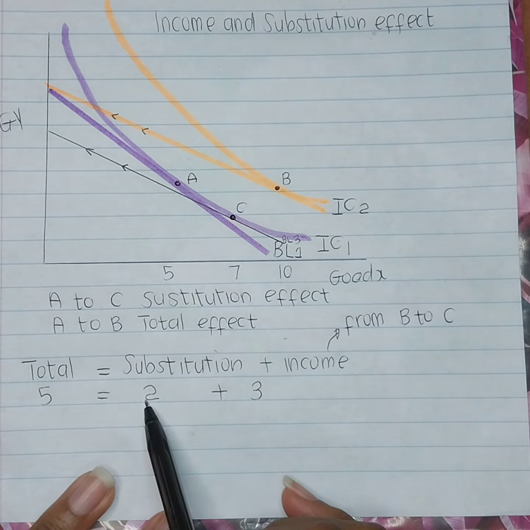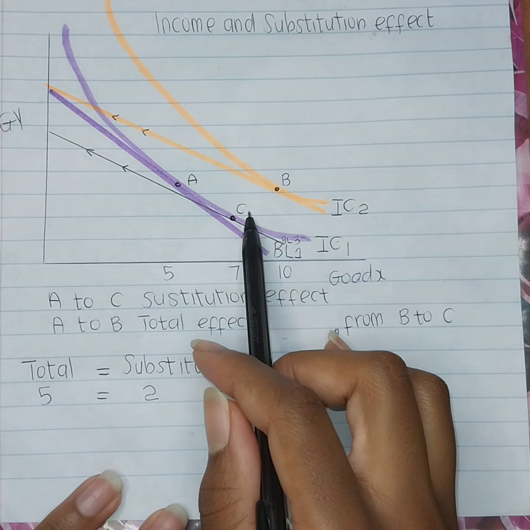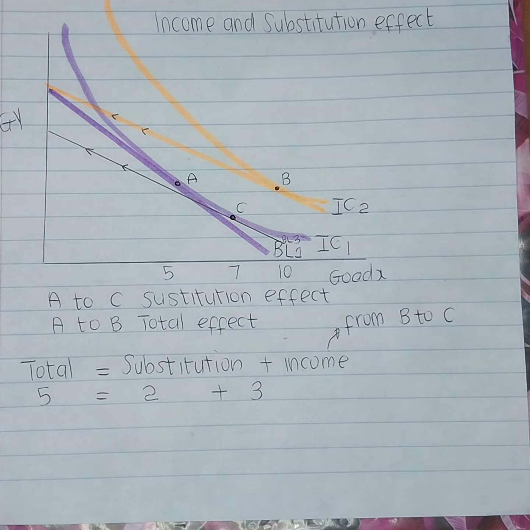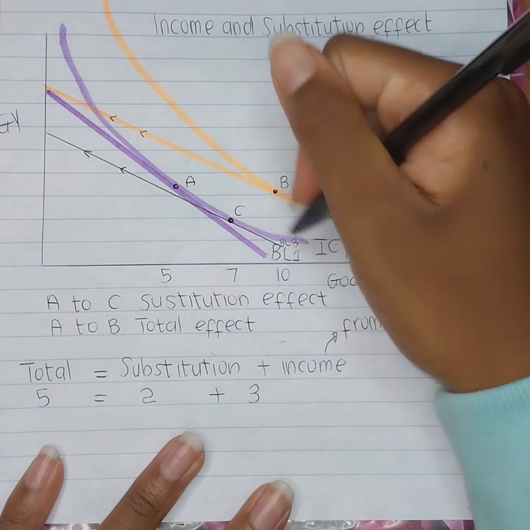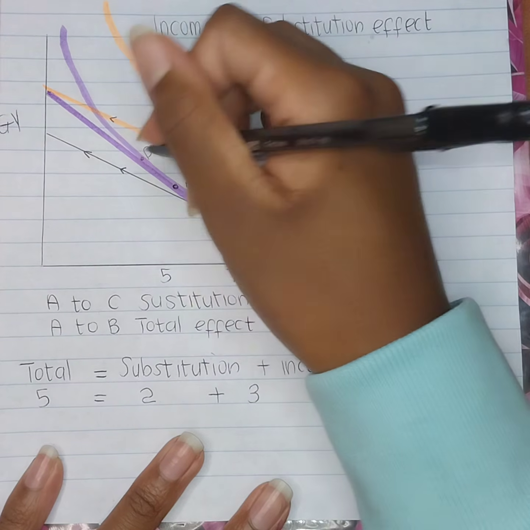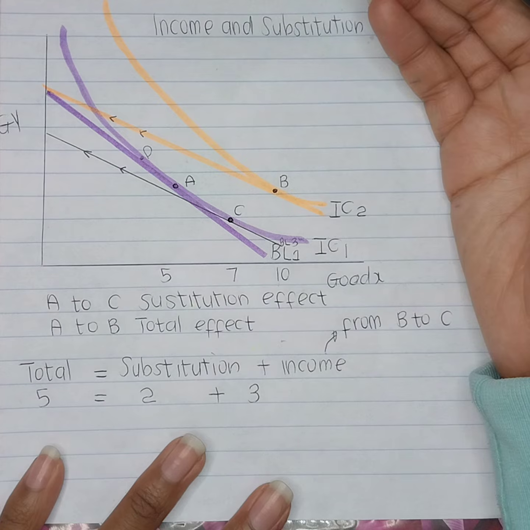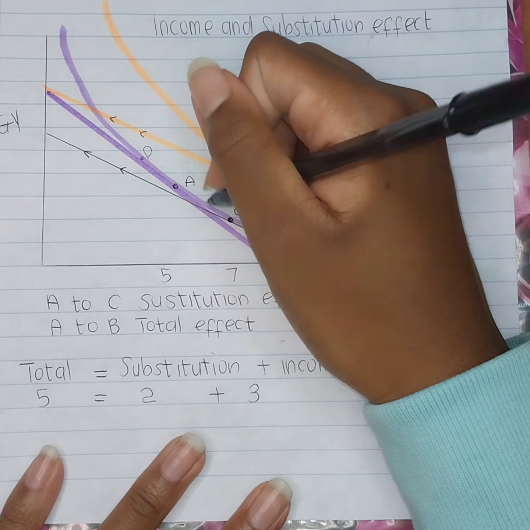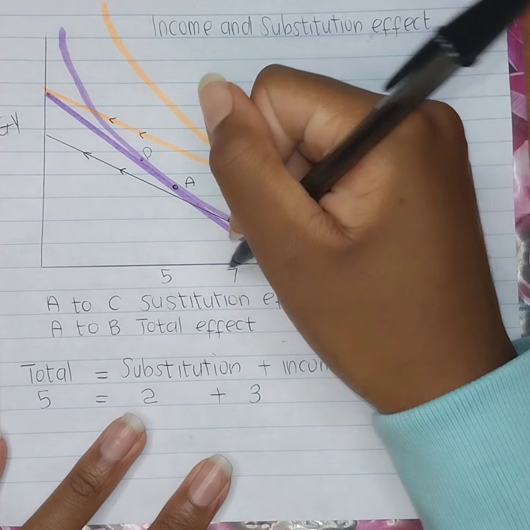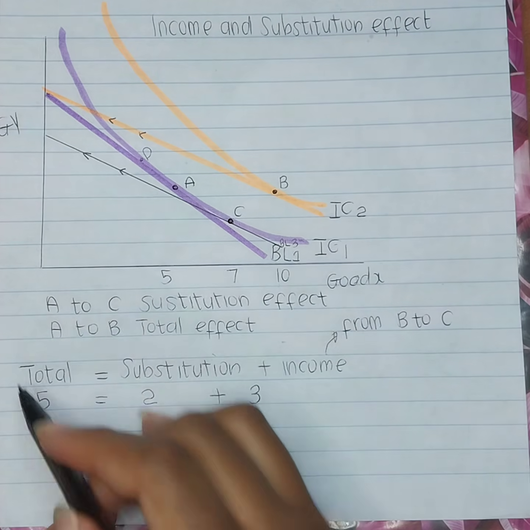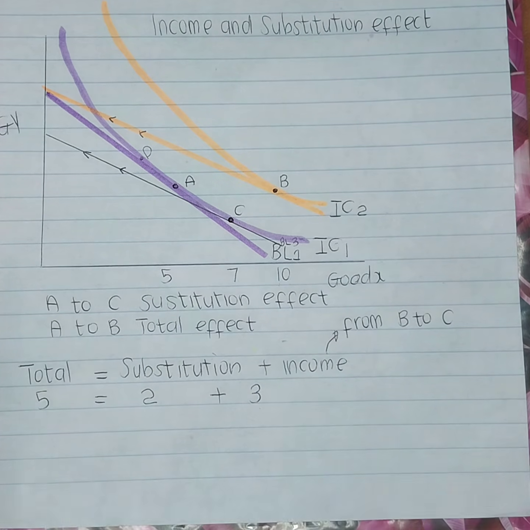So the substitution effect, on the other hand, is from A to C, right? Remember, substitution effect, what are substitutes? Substitutes are goods that you use in place of other goods. In this case, they give you the same utility. That's what we are assuming, holding everything else constant. You have two goods that will give you the same utility. So when you are on an indifference curve, all these points, even if I had another point here, D, all these points will give me the same utility, hence the name indifference curve, right? So the substitution effect will be shown by point A all the way to point C, which is 7 minus 5, giving me 2. So the total effect does balance. It's 2 plus 3, which is equal to 5.